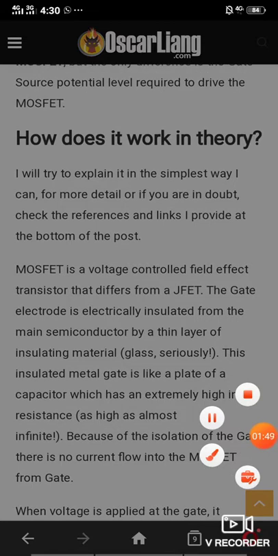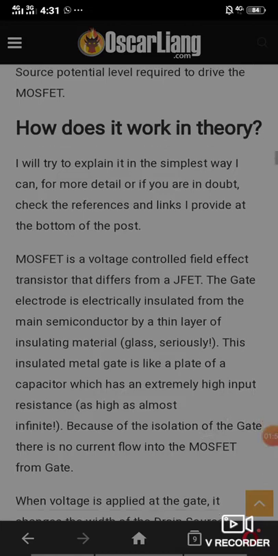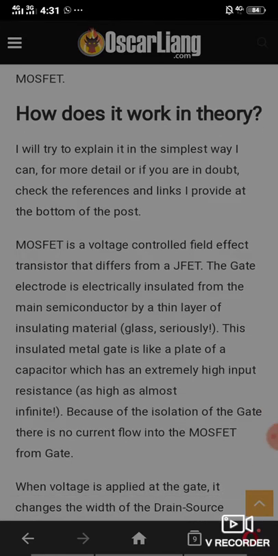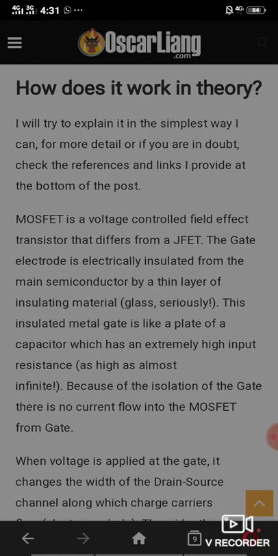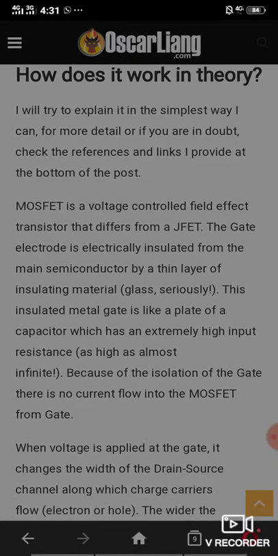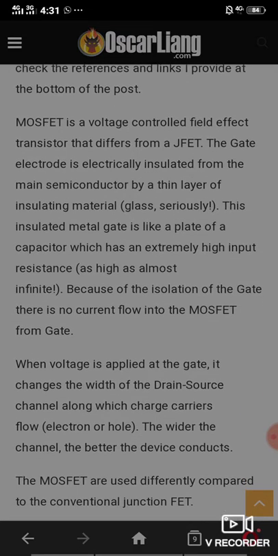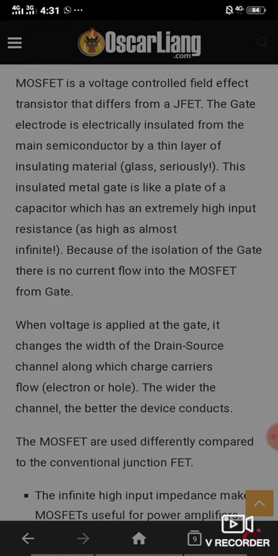The gate electrode is electrically insulated from the main semiconductor by a thin layer of insulating material, glass. This insulated metal gate is like a plate of a capacitor, which has an extremely high input resistance. Because of the isolation of the gate, there is no current flow into the MOSFET from the gate. When voltage is applied at the gate, it changes the width of the drain-source channel along with the charge carrier flow, electrons or holes. The wider the channel, the better the device conducts.